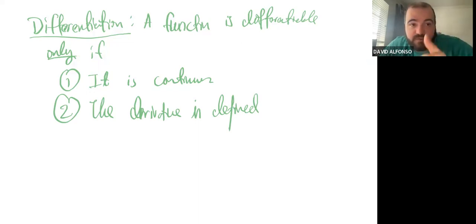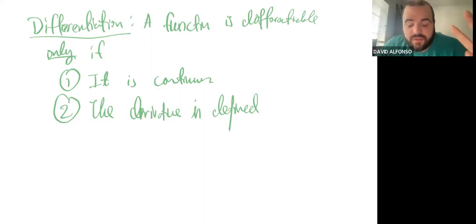So first things first, the function has to be continuous. If it's not continuous, you immediately know it's not differentiable. And second, if the derivative exists, so like you plug the value of x into the derivative and you get an actual number, then it's differentiable. Okay, so that was differentiability, which I forgot to mention.